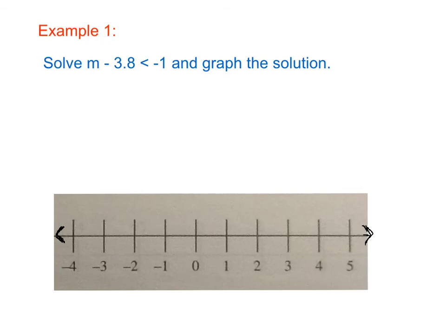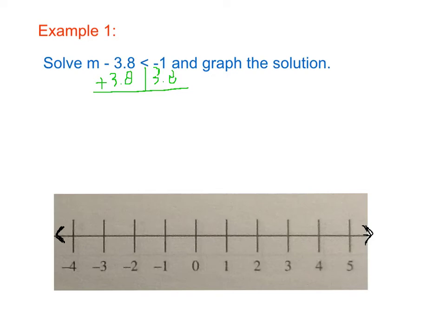Alright, so in this first example here, we've got the inequality m minus 3.8 is less than -1. We want to solve that and then graph the solution. This is almost the same thing as solving an equation. You look at the side of the variable, you want to get that by itself. So looking at the m, 3.8 is being subtracted, so we want to undo that. We want to do the opposite of that. So we're going to add 3.8 on the left. But what you do to one side, like an equation, you want to do to the other. So I'm going to add 3.8 to both sides.